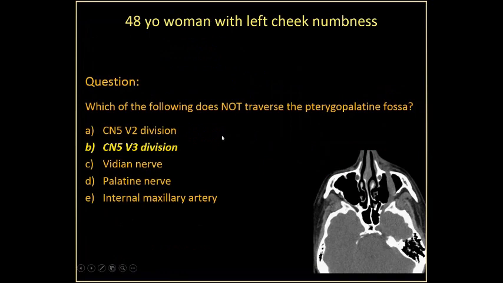All right, so if you go back to our question, which of the following does not traverse the pterygopalatine fossa? The right answer here is V3. V3 does not enter the pterygopalatine fossa. All other structures listed here do.